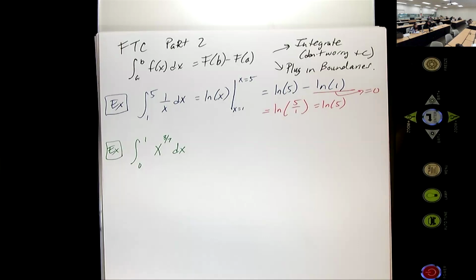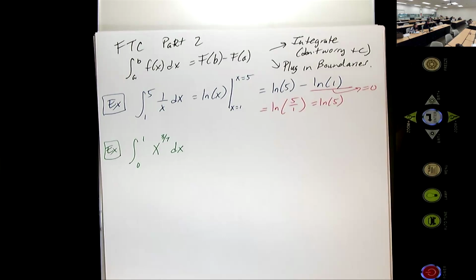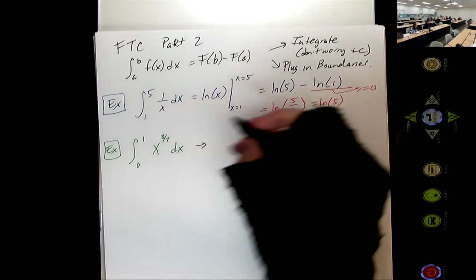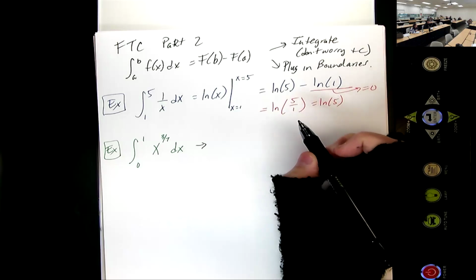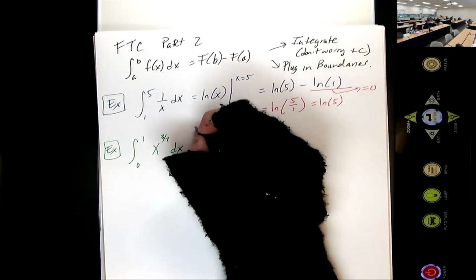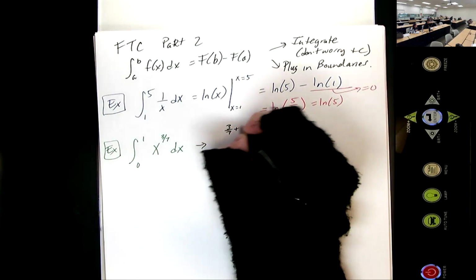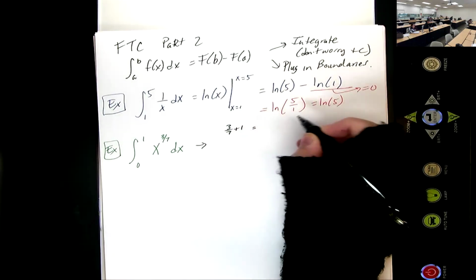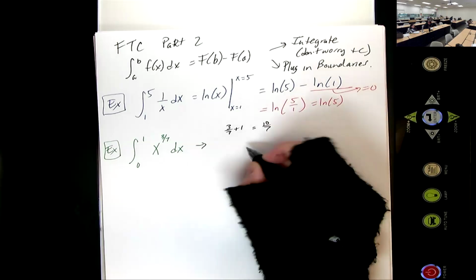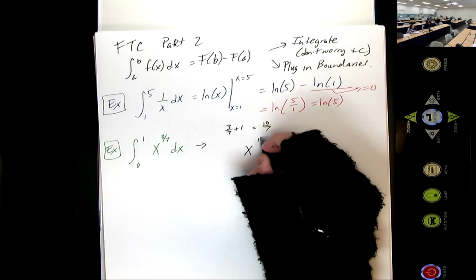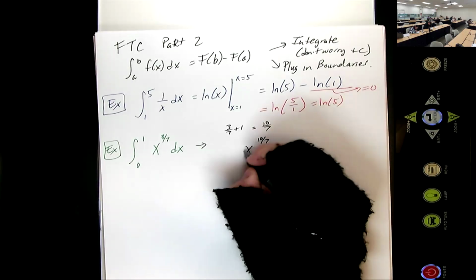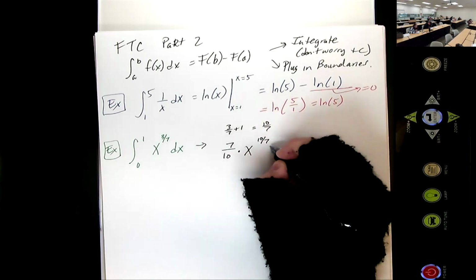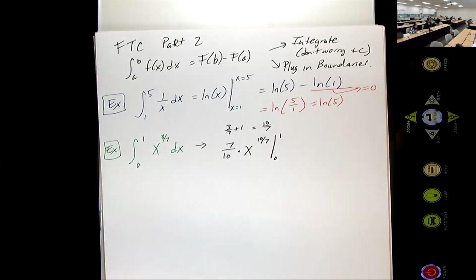You get K. What happens when we integrate x to the 3/7? You're adding one to the power. So 3/7 plus 1, what does that equal? 10/7. So we'll have x to the 10/7, divided by 10/7 or multiplied by the reciprocal, evaluated from 0 to 1.